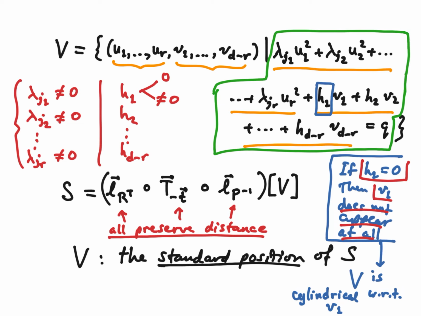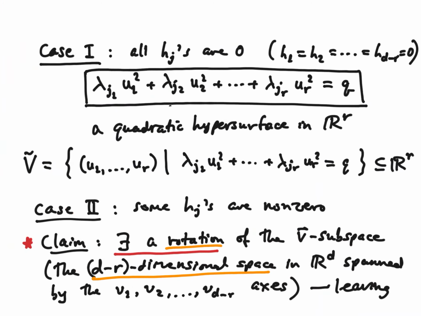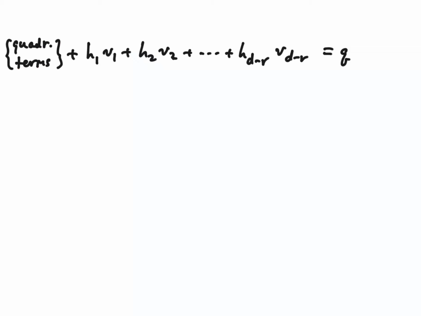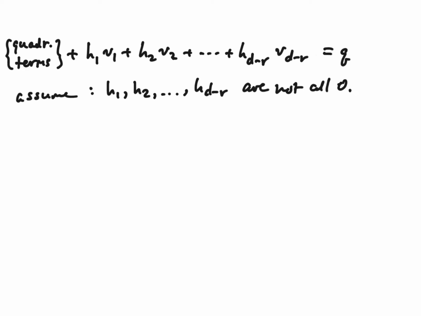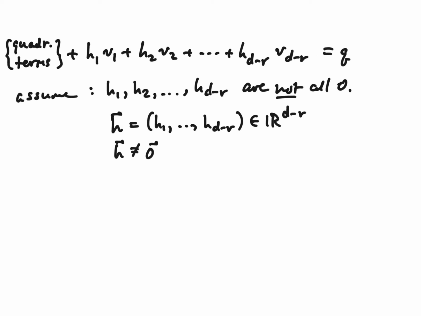So now we're focusing exclusively on these linear terms. And remember, we're assuming that at least some of those linear terms are present. So assume, in other words, that h1, h2, up to h d minus r are not all 0. So we can form a vector out of them, h, which is of dimension d minus r. And what this is saying is that h is not the 0 vector in that space. So therefore its length is not 0. Its length is strictly positive.